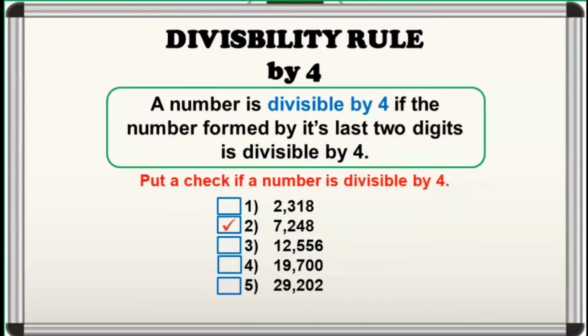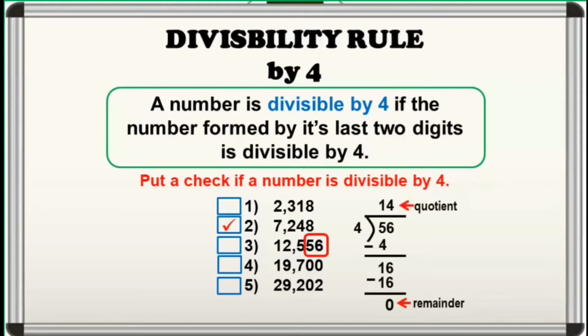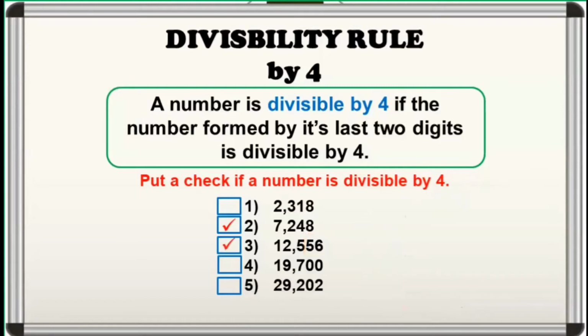For the third item, its last two digits form the number 56. And again, 56 is divisible by 4. Hence, the given number is also divisible by 4. For the fourth one, its last two digits form the number 0. And we know already that 0 is divisible by 4. Hence, the given number is divisible by 4.